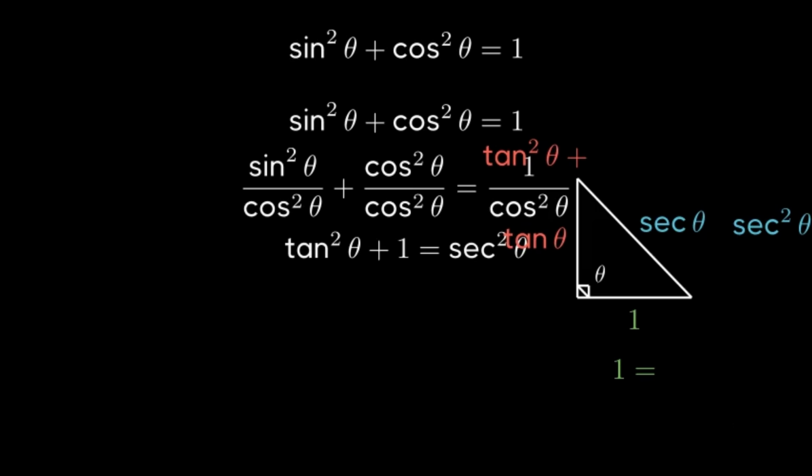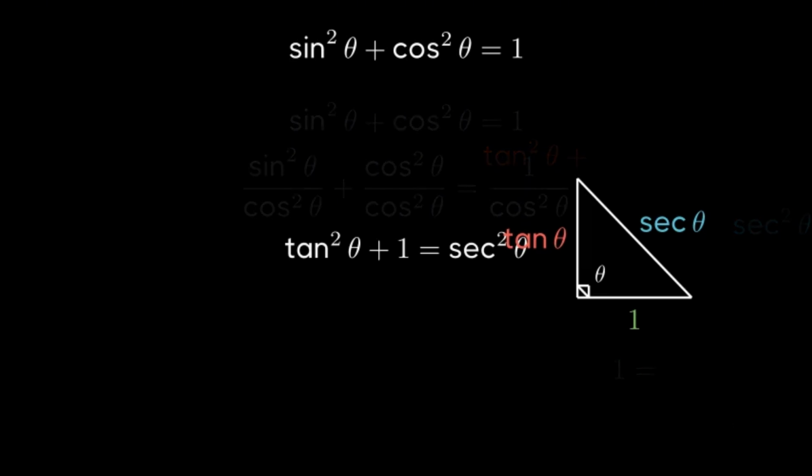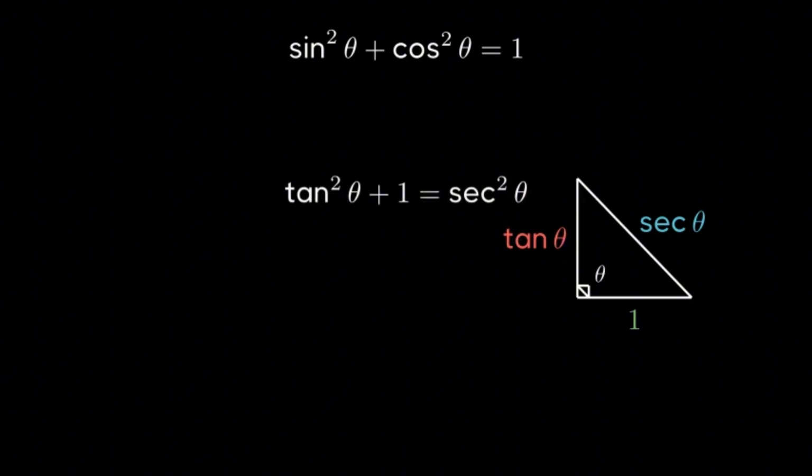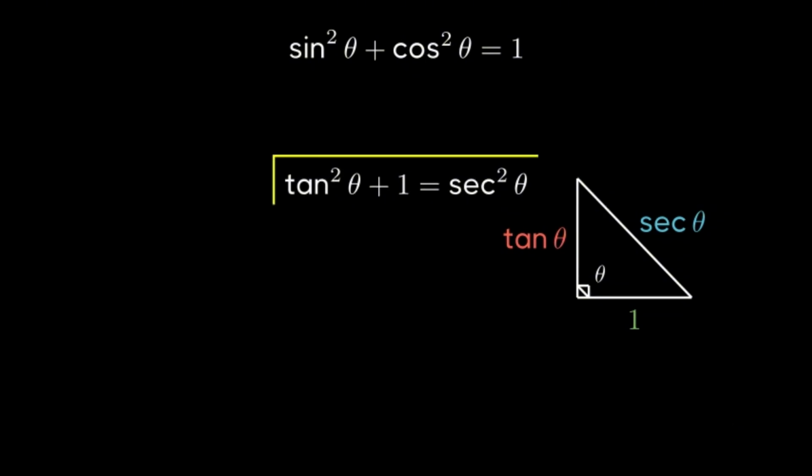This makes perfect sense when we apply the Pythagorean theorem to this triangle. The Pythagorean theorem tells us that in any right triangle, the sum of the squares of the two legs equals the square of the hypotenuse. In this case, that's precisely tangent squared theta plus 1 equals secant squared theta. This shows that our algebraic derivation aligns perfectly with geometric reality. We've now derived one of the key trigonometric identities. Tangent squared theta plus 1 equals secant squared theta.